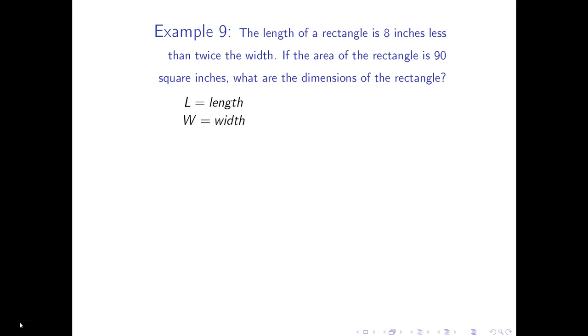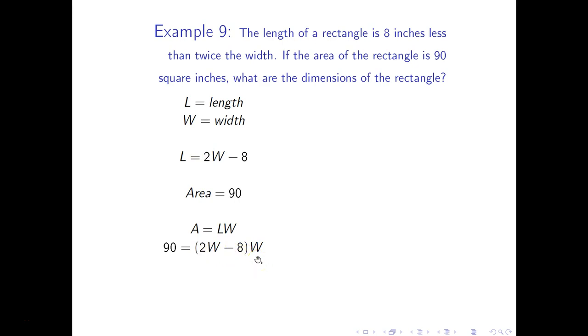Well, we're given that length is 8 inches less than twice the width. So that means length equals 2w minus 8. We're also given that the area is equal to 90. This is a rectangle, so how do you find the area of a rectangle? Well, it's length times width. Wait a second, I have L and I have W. I substitute in for area, and I take this and substitute in for L, and then I get this equation.